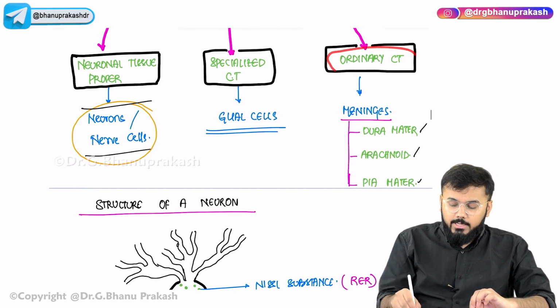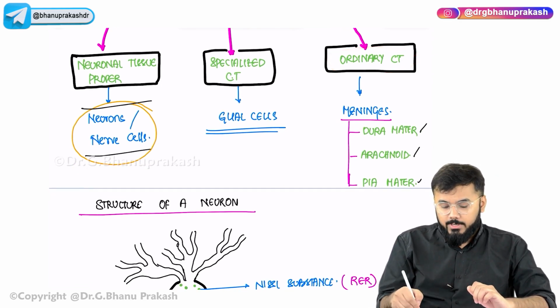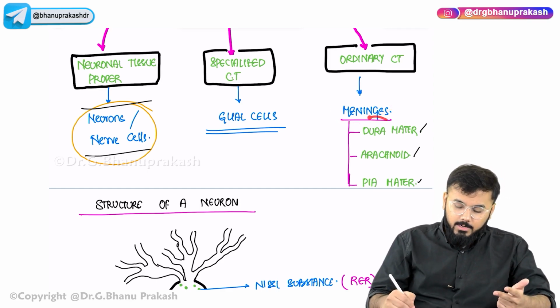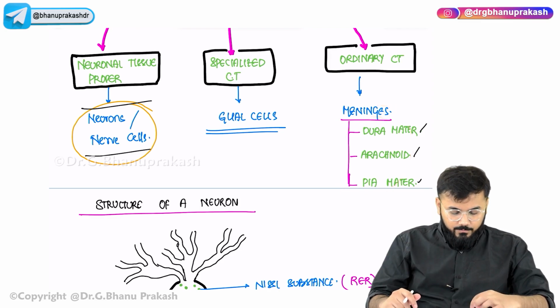When it comes to the ordinary connective tissue, that tissue that is present in the meninges, like dura mater, arachnoid mater, and pia mater, they constitute the ordinary connective tissue.